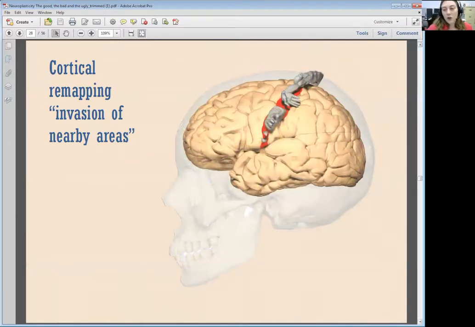Another way that neuroplasticity occurs is through what's called cortical remapping. And we can think of this as particular parts of the brain invading other nearby parts of the brain. So before I was talking about how senses of touch end up in a particular part of the brain. So this is where they end up. This is the somatosensory cortex of your brain.